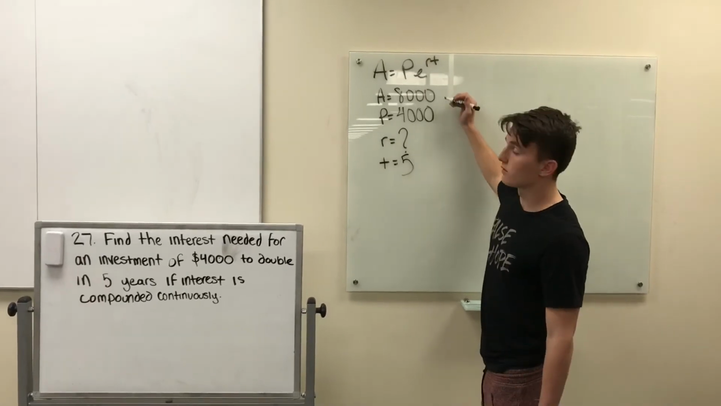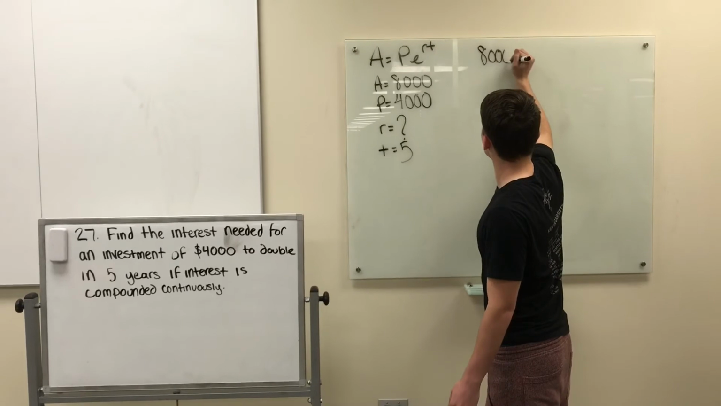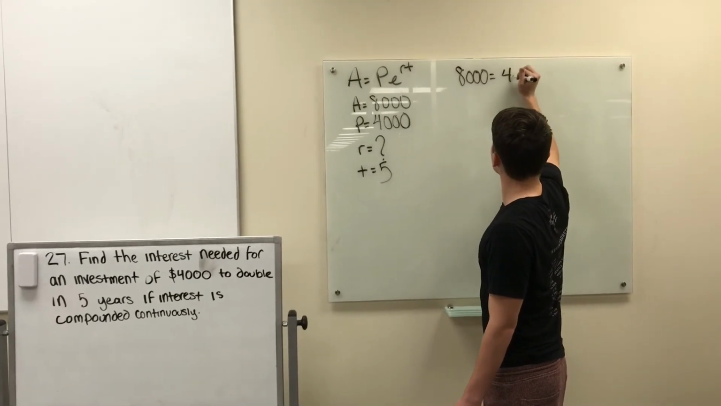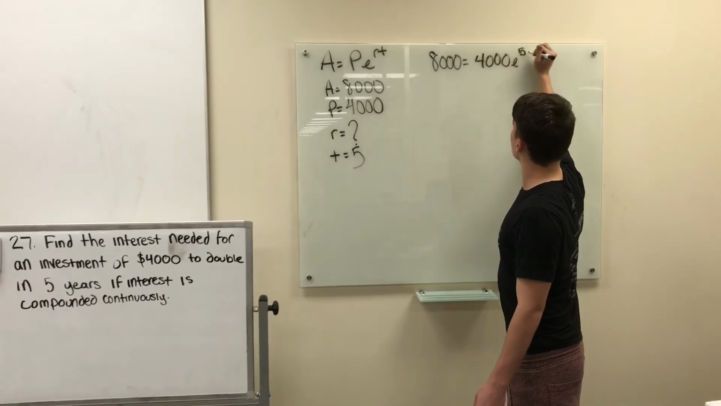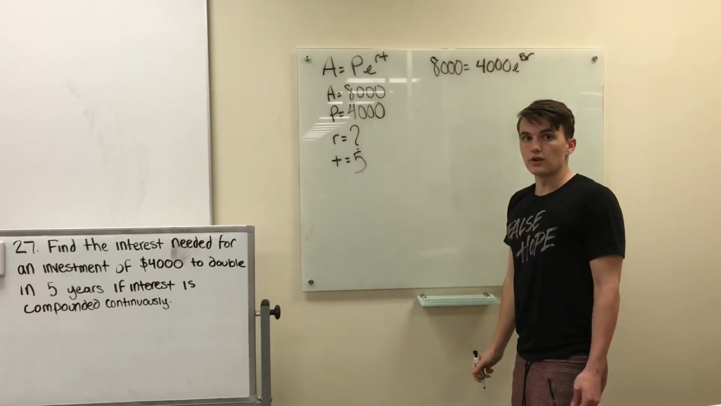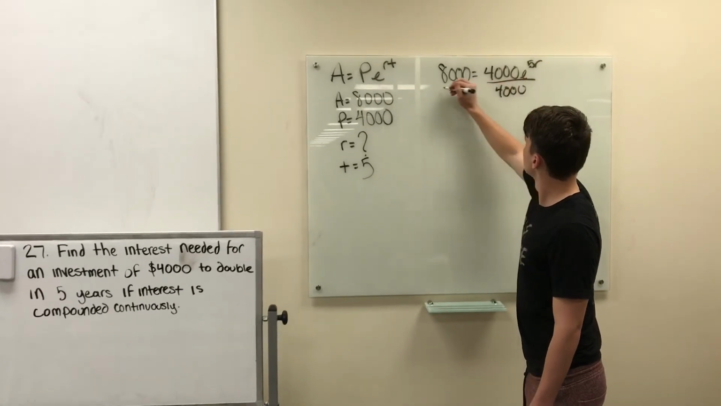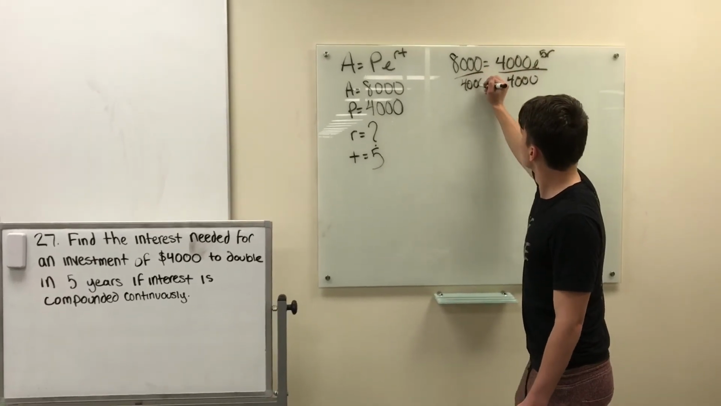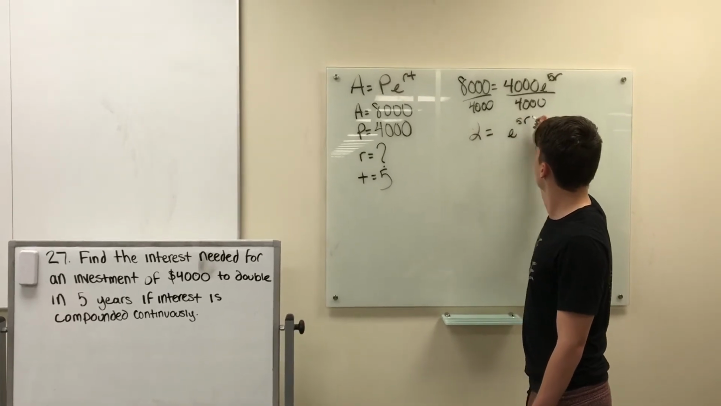Now what you do once you have all these is that you're just going to plug it back into the equation. So A, 8,000, is equal to 4,000 e to the 5r. And from there you're just going to solve. So you divide by 4,000 and get 2 equals e to the 5r.